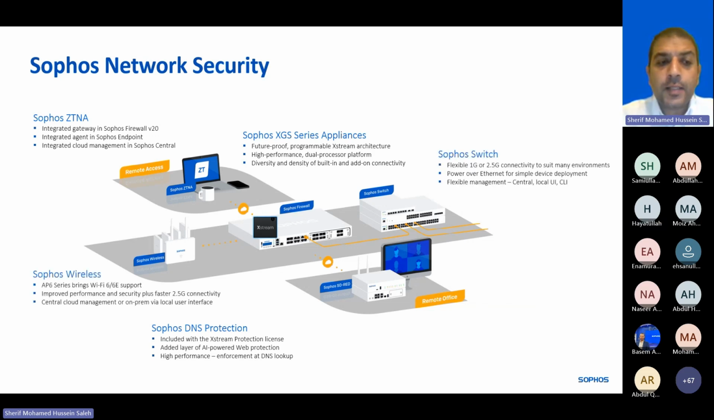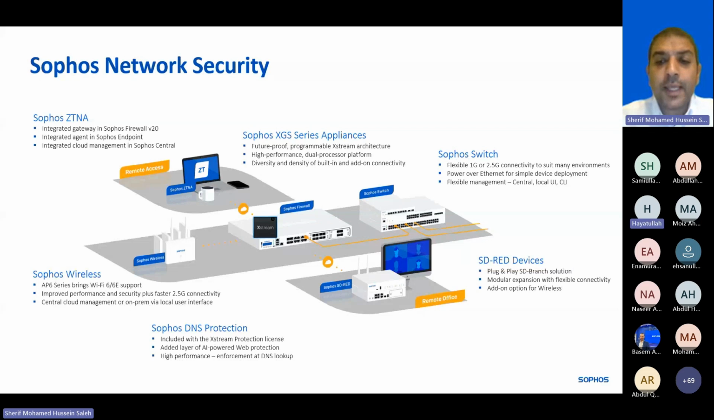Sophos also provides Sophos Wireless, which is Wi-Fi 6 access points. We can provide Wi-Fi 6 and Wi-Fi 6 enhanced. These access points have 2.5 gigabit connectivity, which provides high throughput for all of our customers as well. Sophos access points can be managed by Sophos Central, which is the same management platform as all the products. Besides that, we can manage them locally by a local interface, or directly by the firewall.